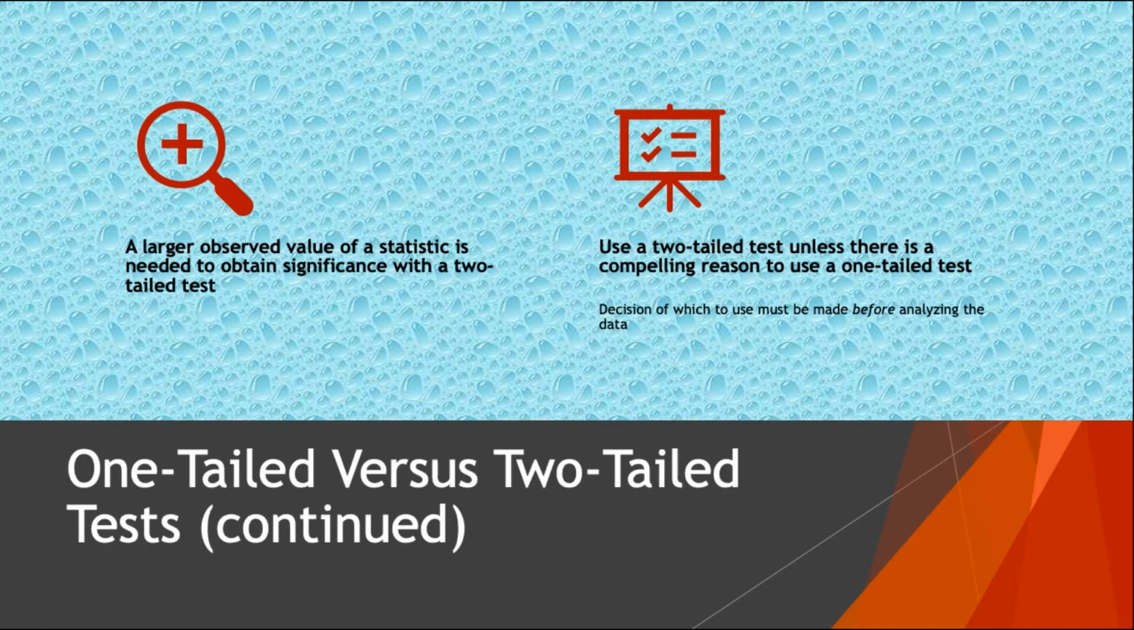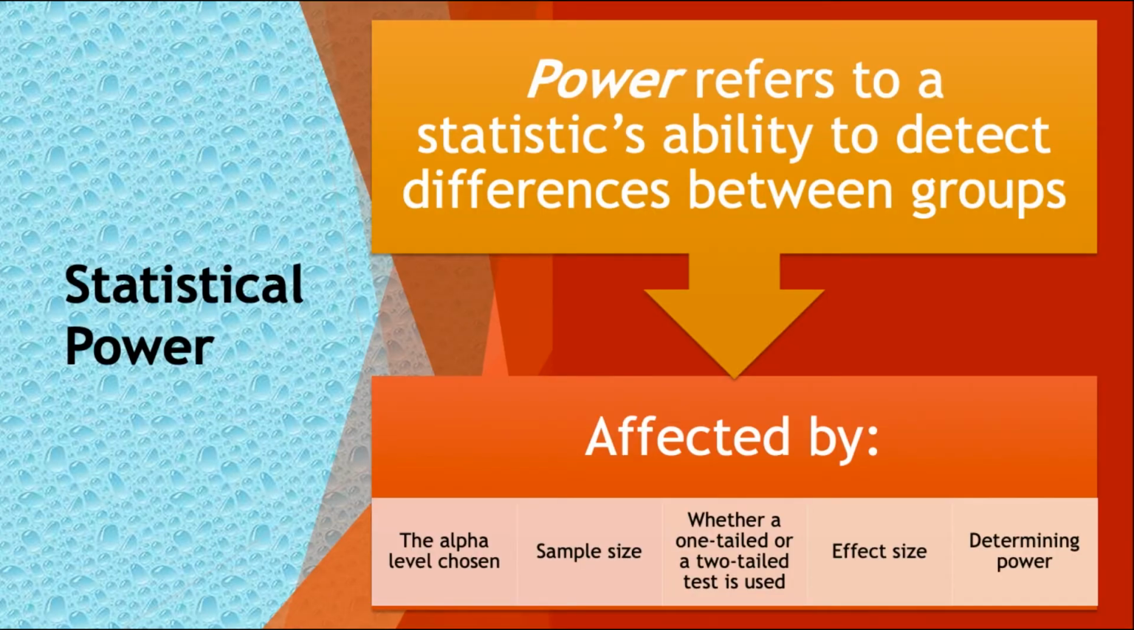Always use the two-tailed test unless there are compelling a priori reasons not to use it. Then, what is statistical power? So, remember, inferential statistics are designed to help you determine the validity of the null hypothesis. Consequently, you want your statistics to detect real population differences when they exist. So, the power of a statistical test is its ability to detect these real differences.